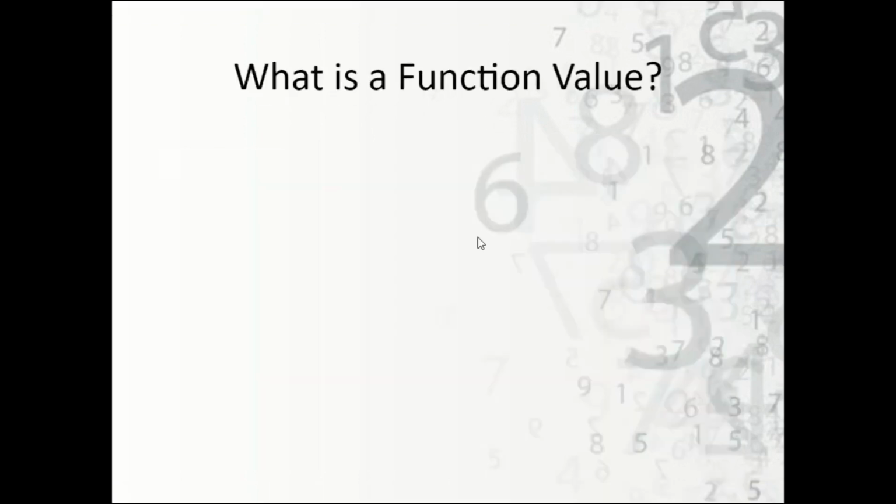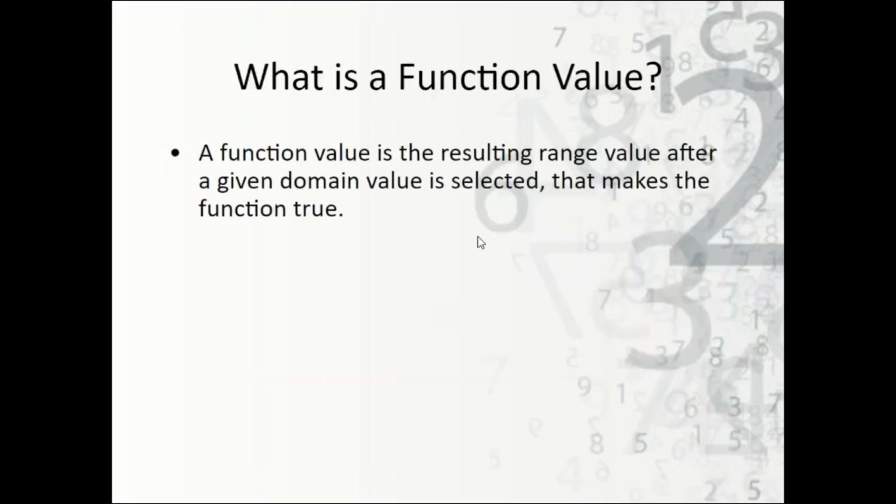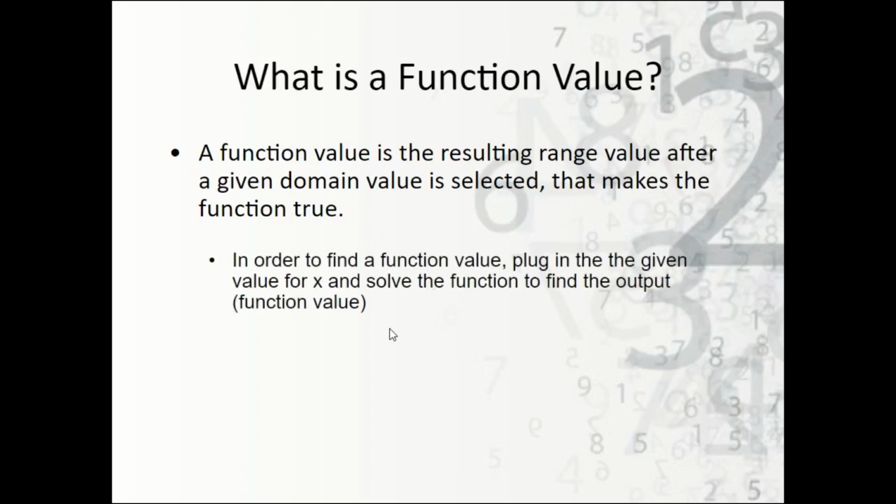Now, what is a function value? A function value is the resulting range value, so the y value, after a given domain value is selected that makes the function true. So in order to find a function value, we're going to plug in the given value for x. Whatever they tell us they want for x, the function value is the result or the output. For instance, if I have f of 3 is equal to x minus 5, all that means is I'm going to take 3 and plug it in, and the result is what we call the function value. So we plug 3 in for x, and we get 3 minus 5, which is negative 2. So negative 2 is my function value.